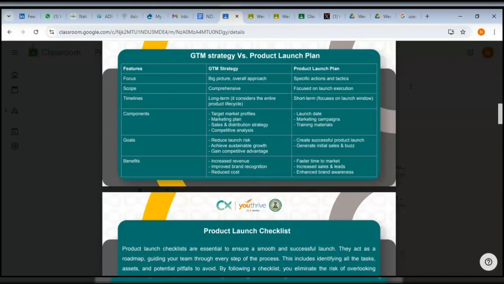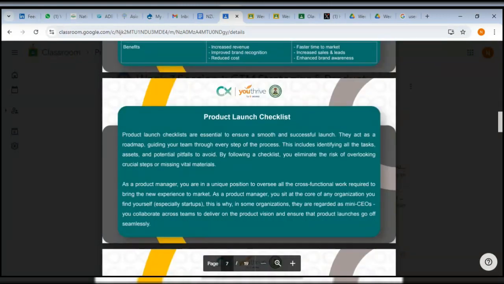Of course, the product launch checklist. Product launch checklists are essential to ensure a smooth and successful launch. They act as a roadmap guiding your team through every step of the process. This includes identifying all the tasks, assets, and potential pitfalls to avoid. By following a checklist, you eliminate the risk of overlooking crucial steps or missing vital materials.